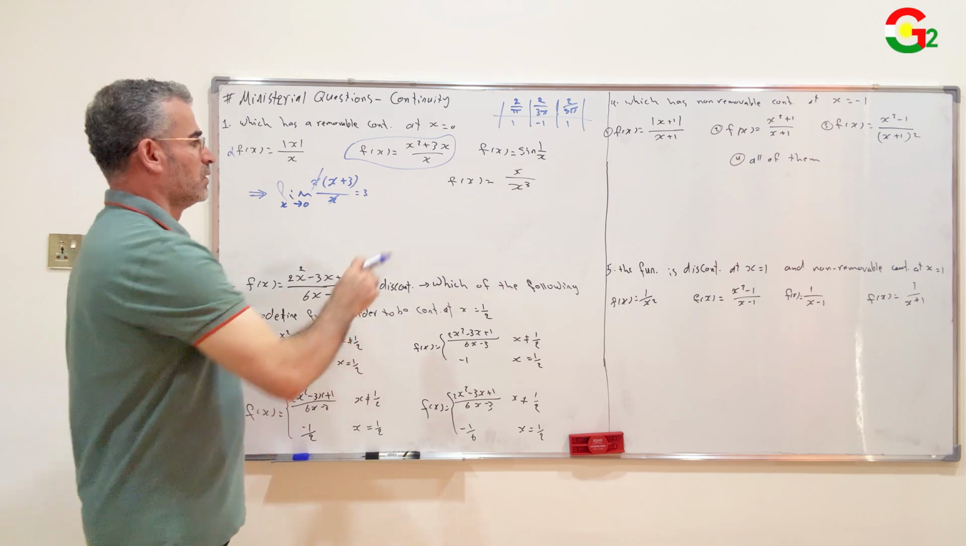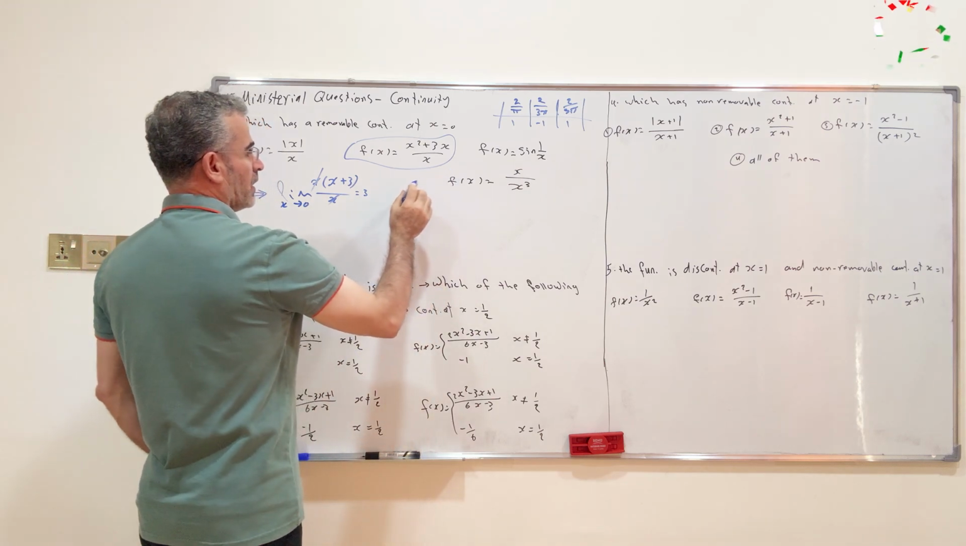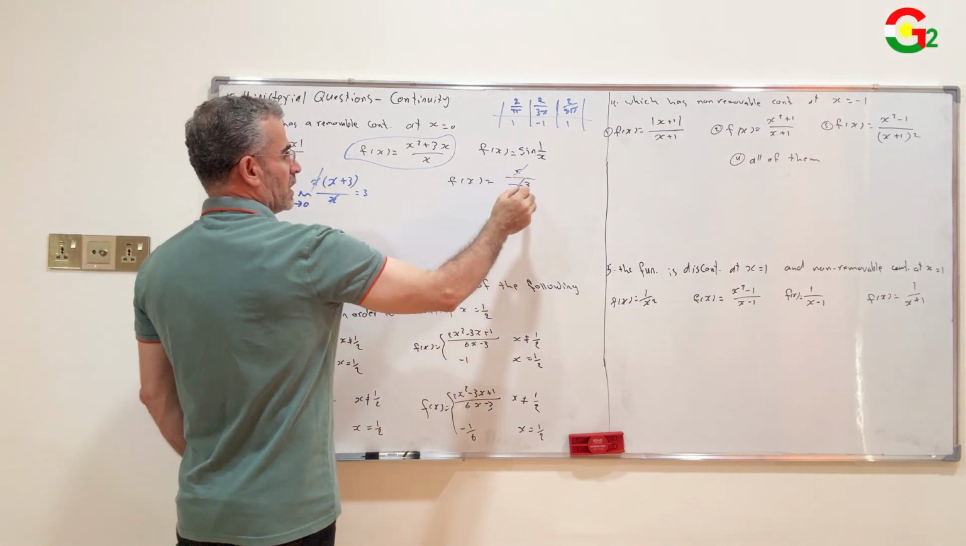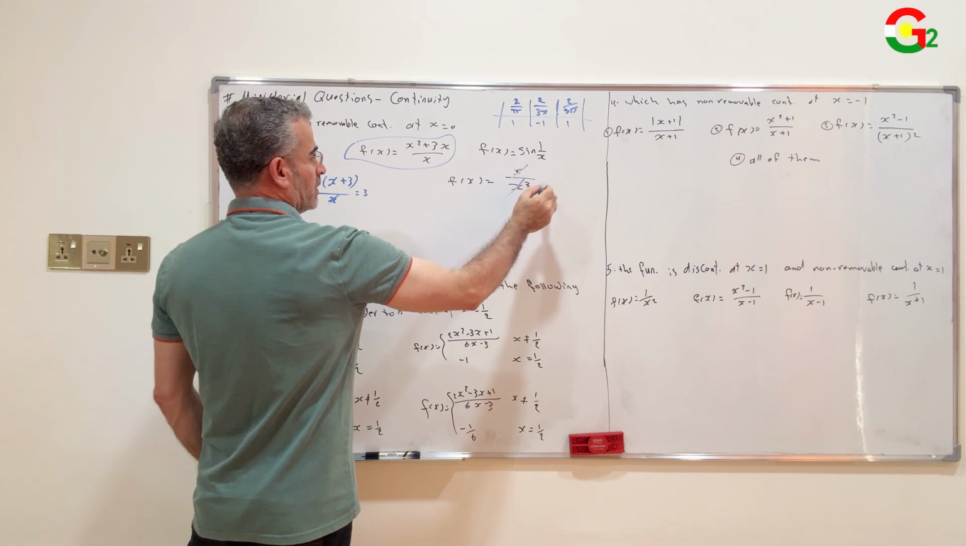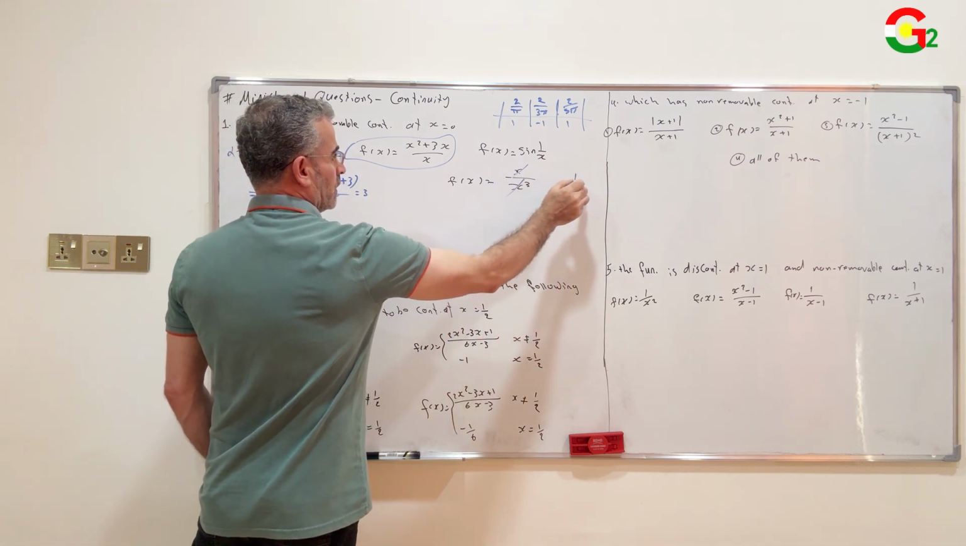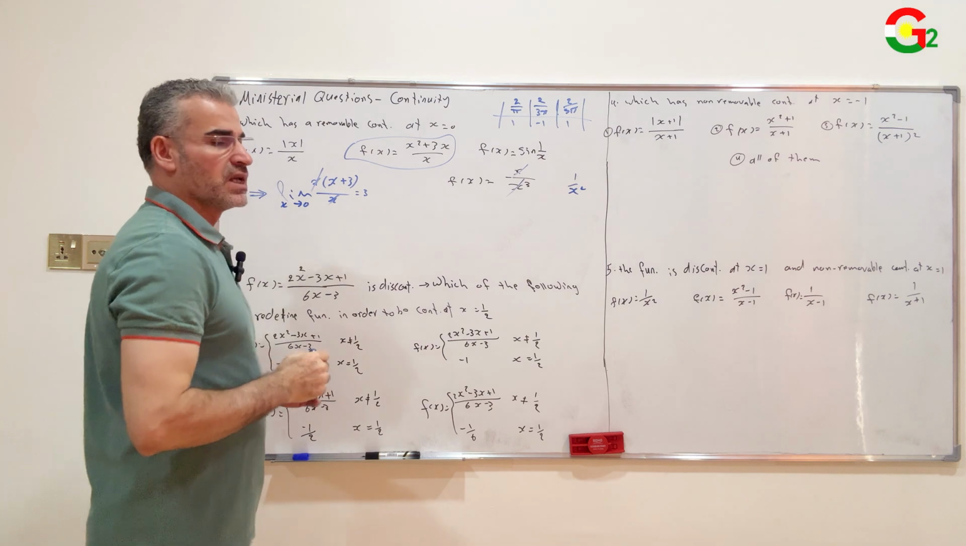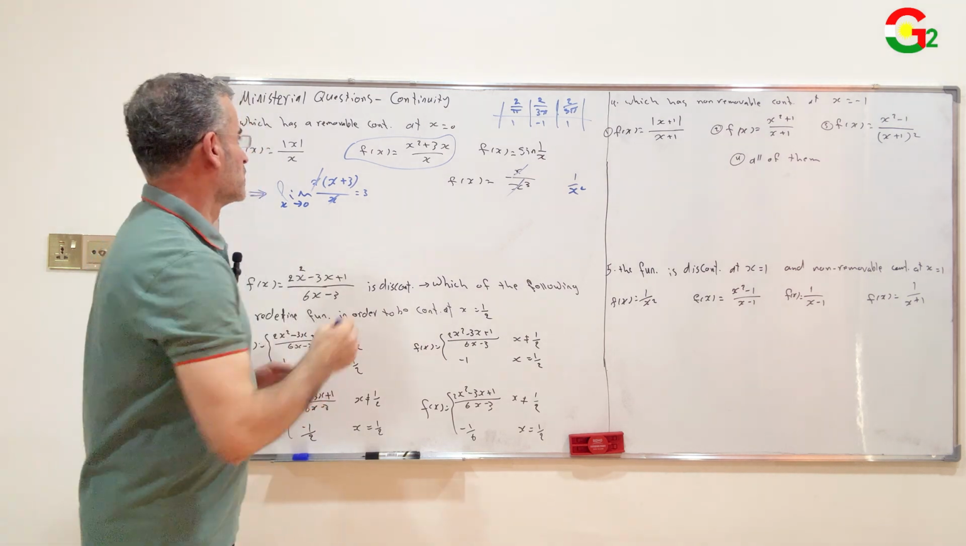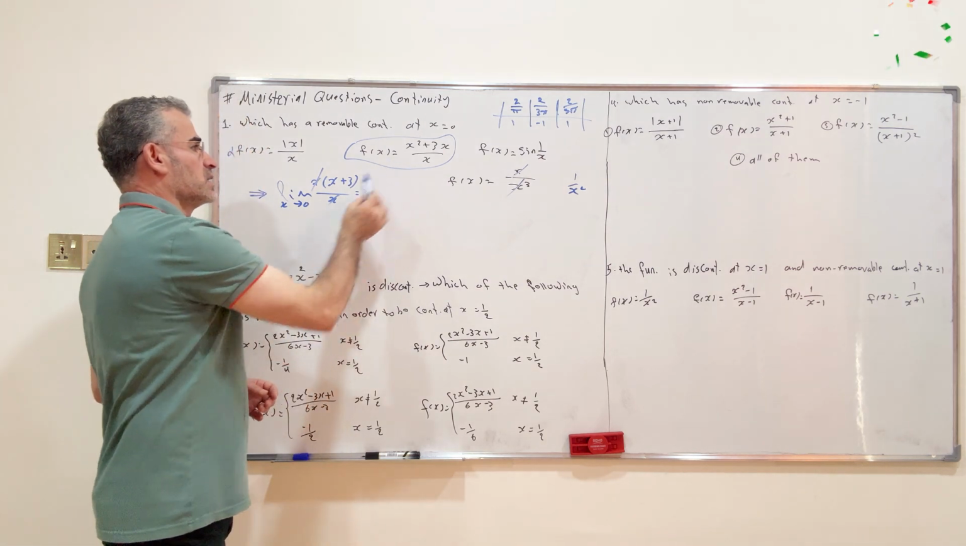For the last function, if we reduce x with x, then it will be 1 over x squared, and this function has no limit when x approaches 0. The right answer is B.